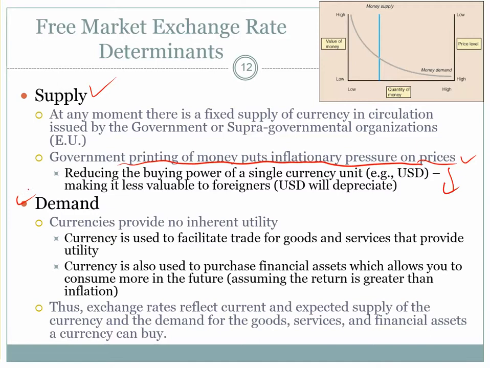On the demand side, it's important to note that currencies provide no inherent utility. In other words, you don't buy a currency to consume it or as an investment, right? It provides no interest. So the only reason you want a currency is for what it can buy. So a currency's value, if supply is fixed at a given point in time, is really the demand for goods and financial assets that that currency can buy.